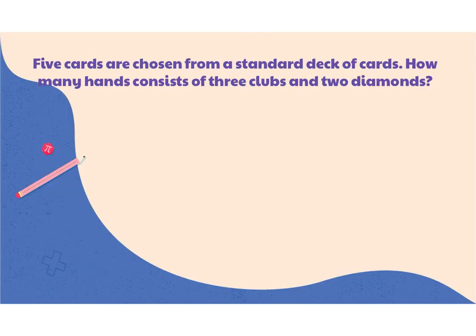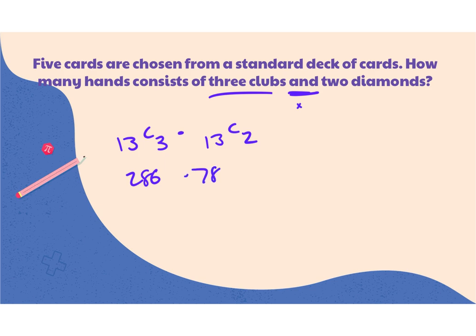So 5 cards are chosen from a standard deck of cards. How many hands consist of 3 clubs and 2 diamonds? And means I'm going to multiply them. So 3 clubs, you have 13 clubs, you're choosing 3. It doesn't matter what 3 you're getting or the order, you're just getting 3. Then you've got 13 diamonds to choose from. So you're going to take 13 choose 3, and that's going to be 286. And you have 13 choose 2, and that's going to be 78. Then you're going to multiply those because you have to get both.